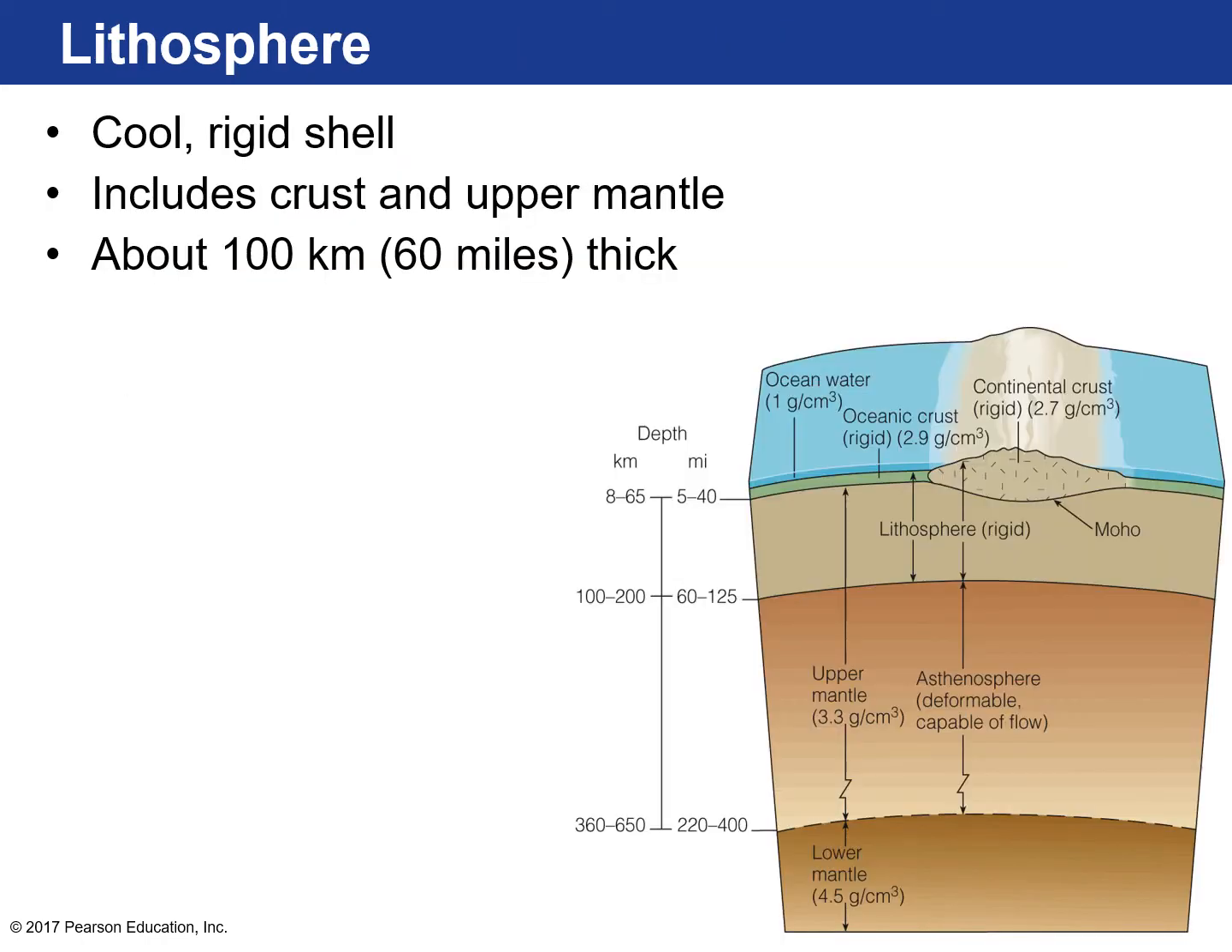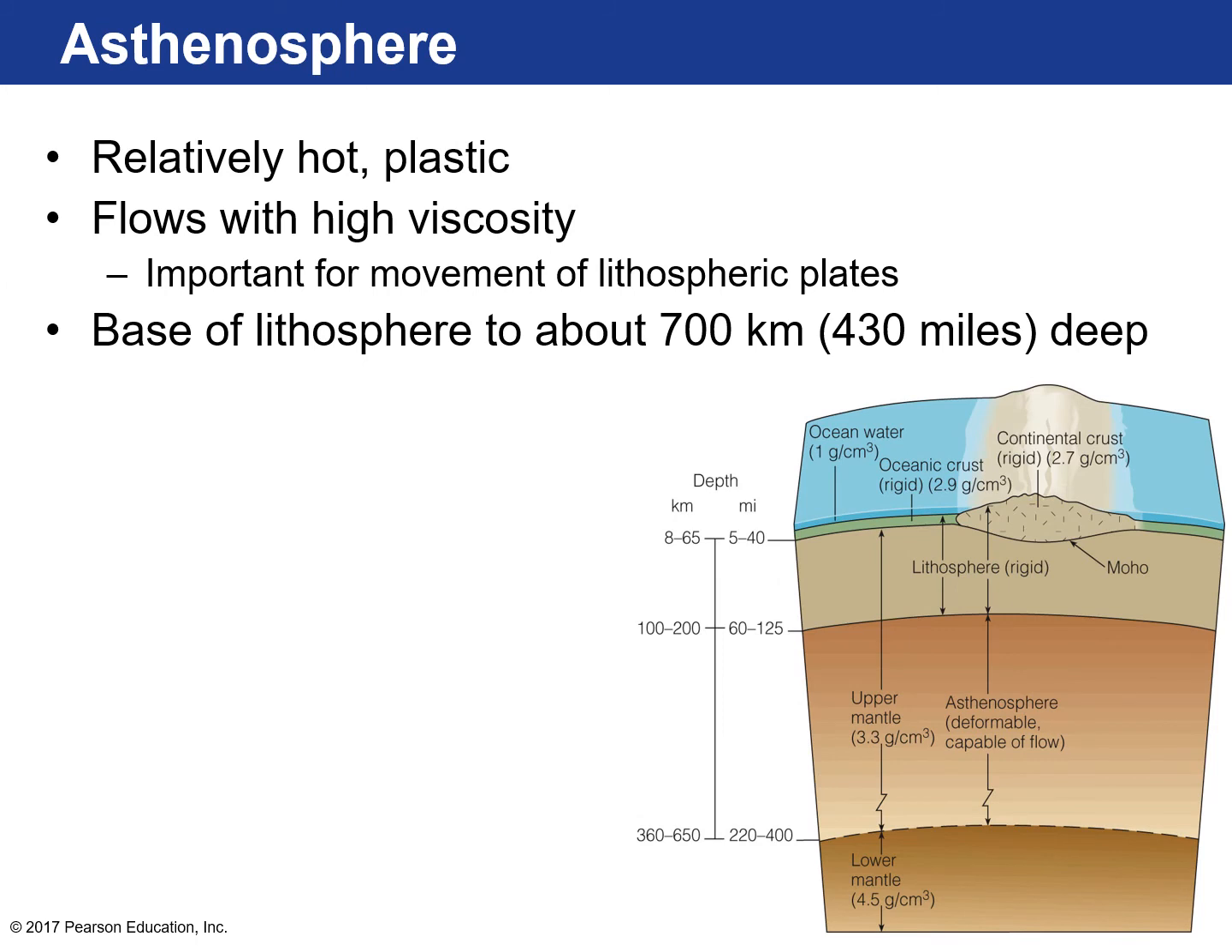All right, just to reiterate, here's the lithosphere, a cool rigid shell surrounding the Earth, on average 60 miles thick, includes the crust and upper mantle. Okay, so here's the upper mantle. This is the lithosphere, ocean crust and continental crust plus upper mantle. All right, then the asthenosphere, hot plastic mantle material. That's this area here. It's deformable, capable of flowing because it's very weak. Okay, and that goes from the base of the lithosphere to about 430 miles below that. So it's a pretty prominent layer.